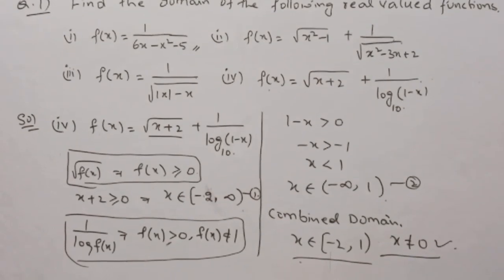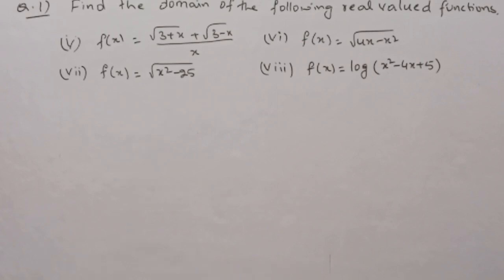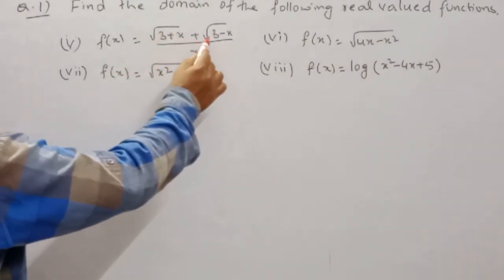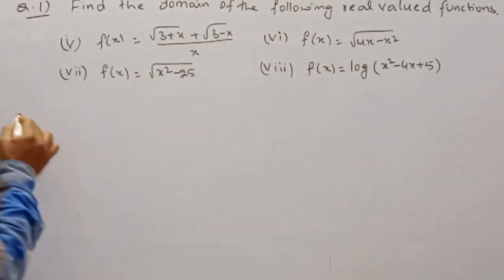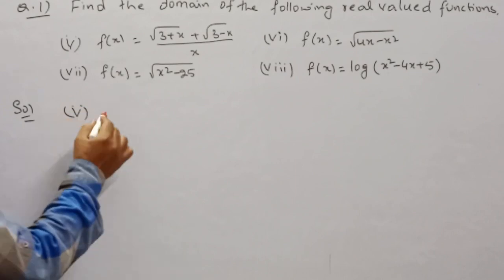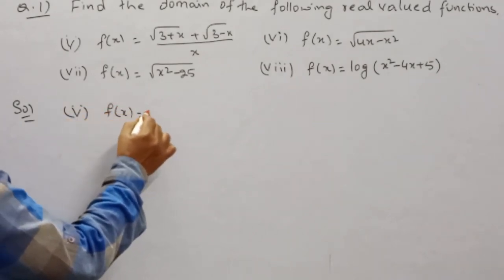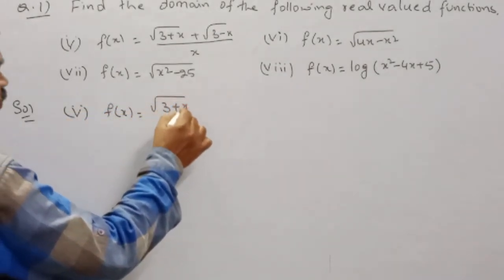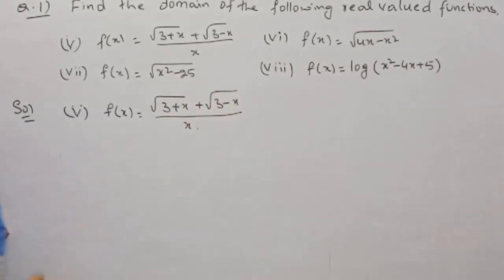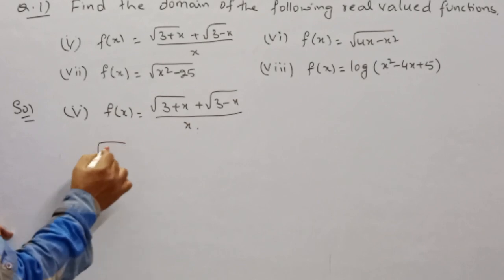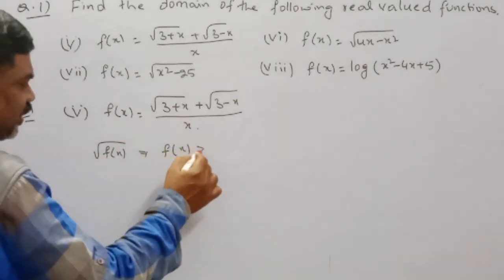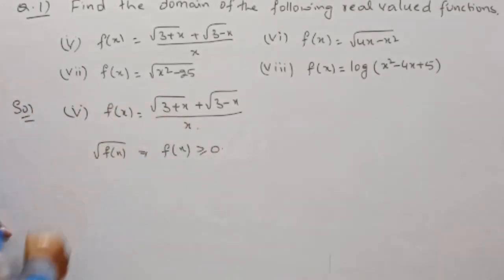Thank you. Here, fifth question. f of x is equal to root 3 plus x plus root 3 minus x by x. So here you see, fifth question. What is the fifth question? f of x is equal to root 3 plus x plus root 3 minus x by x. Here, root over f of x implies f of x greater than or equal to 0.